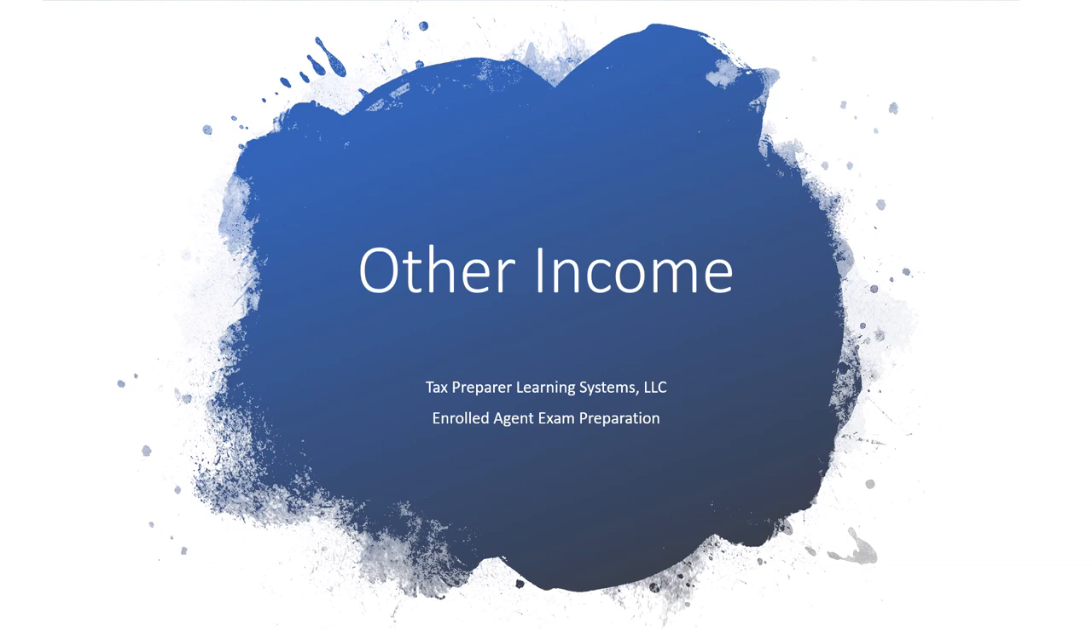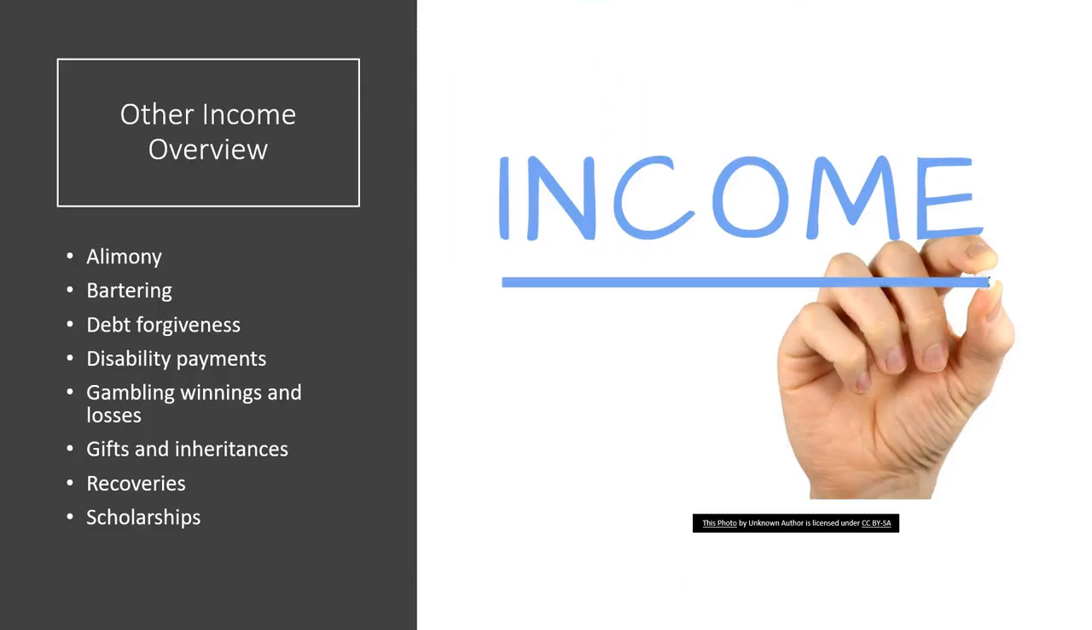Other income. We will look at various kinds of other income, starting with alimony. We'll talk about bartering, debt forgiveness, disability payments, gambling winnings and losses, gifts and inheritances, recoveries, and scholarships.